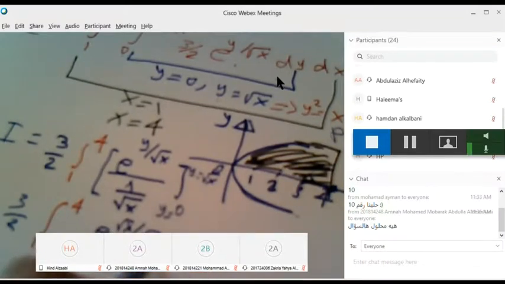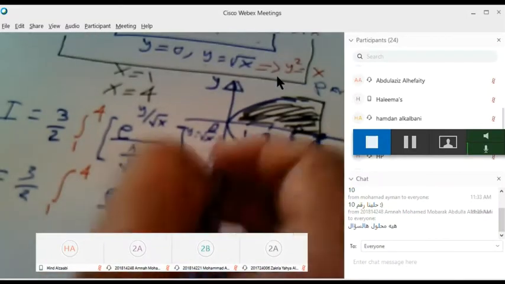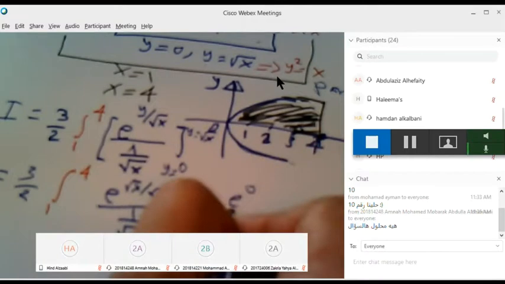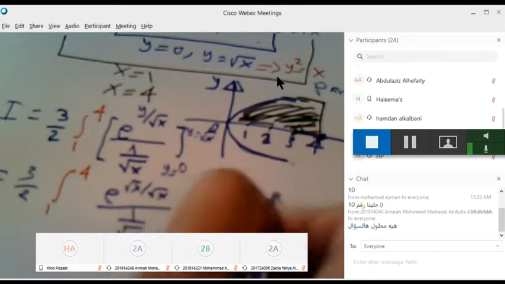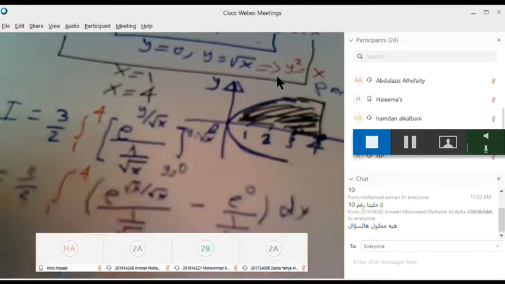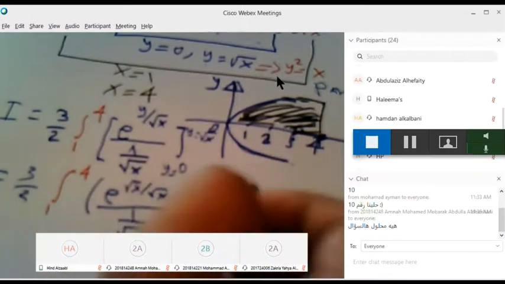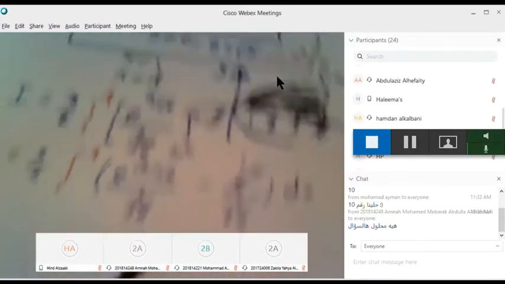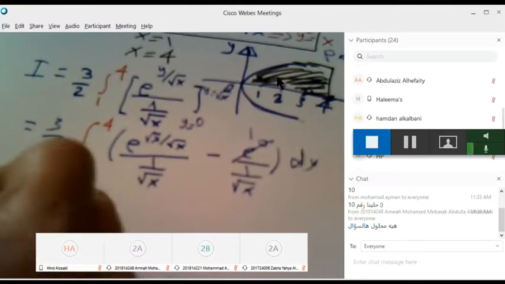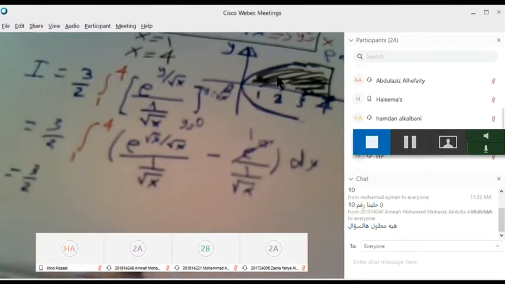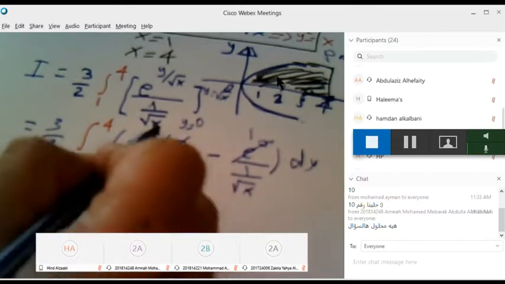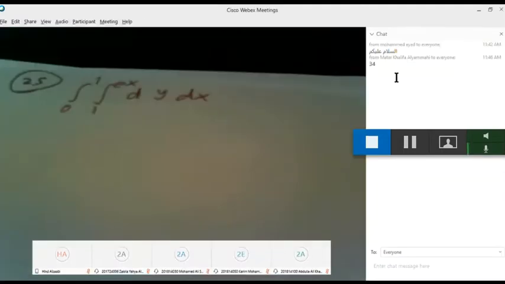I substitute y equal to root square x, so I have root square x over root square x, which will be 1, and e to the power 0 will be 1. So I have e to the power x over the root square x, it will be e to the power 1. This is the upper bound substitution minus the lower bound substitution, which is 0. E to the 0 will be 1. Now I cancel out this one. So again, I get back to the page.